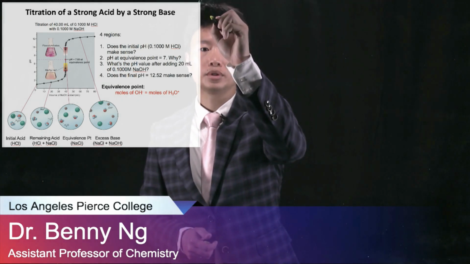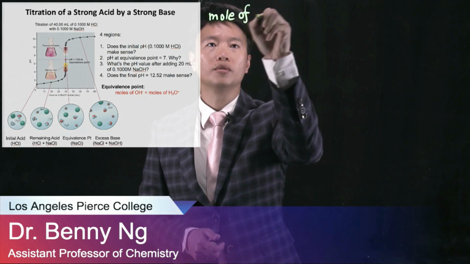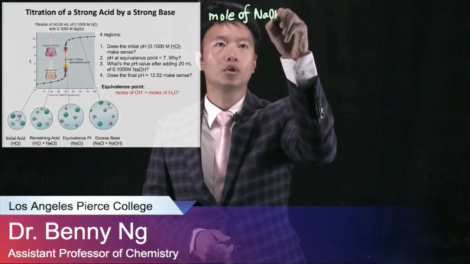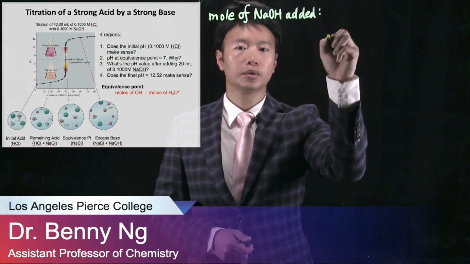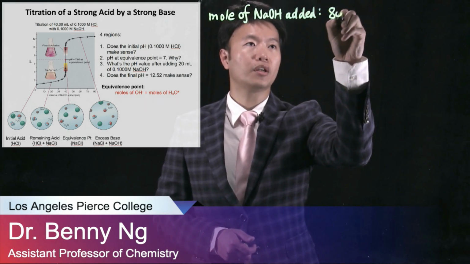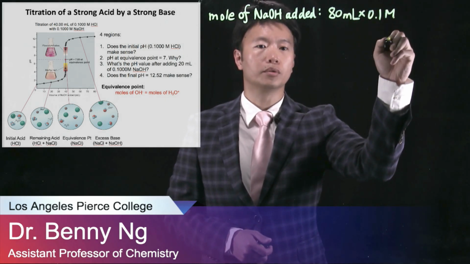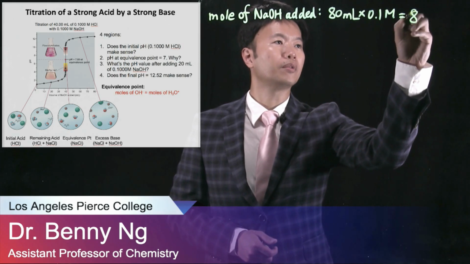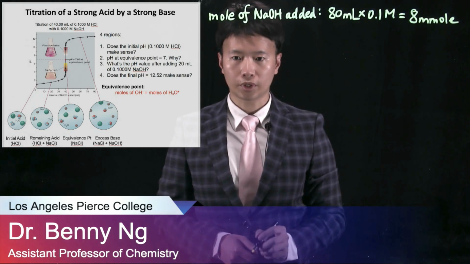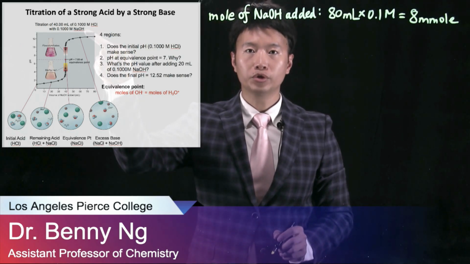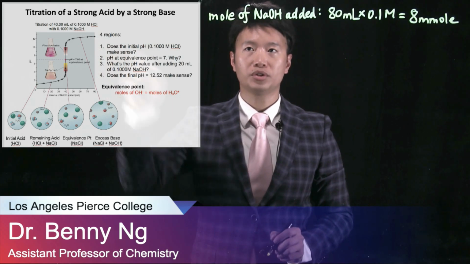Okay, so now we'll say moles of NaOH added, which we have 80 ml times 0.1 molar, that you get 8 millimole. From our initial problem setup, we have 40 ml of the 0.1 molar HCl.